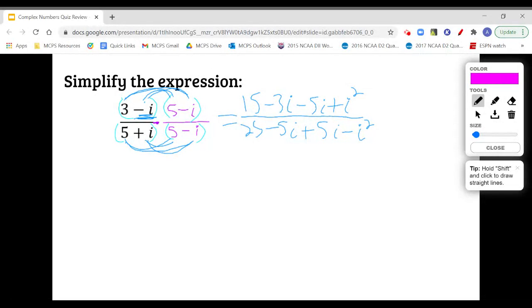And now it is time to find the like terms. So, negative 3I and negative 5I are alike. Negative 5I and positive 5I are also alike, but again, those go to 0 because they have opposite signs. So those go away, I don't have them anymore.